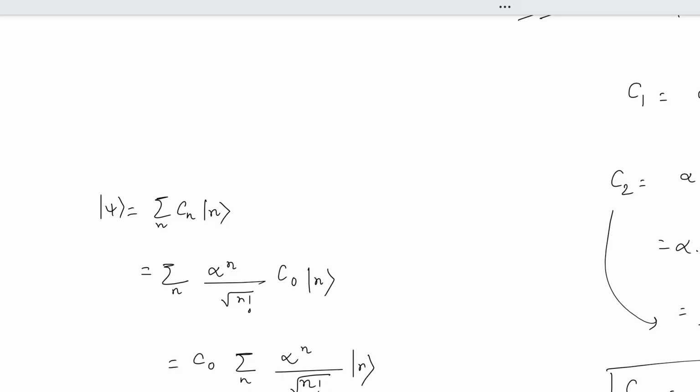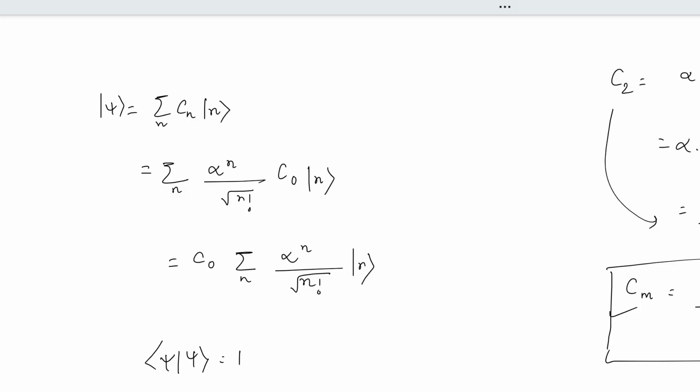Now if you normalize this state, because an eigenstate has to be normalized, that is mandatory, then you get |C0|² sum over n of α^(2n) divided by n factorial, times the inner product ⟨n|n⟩ equal to 1. Now these are already basis states, so this is normalized already, so this is 1. So you are getting |C0|² sum over n of α^(2n) by n factorial equal to 1.